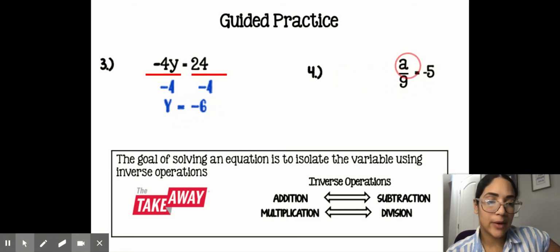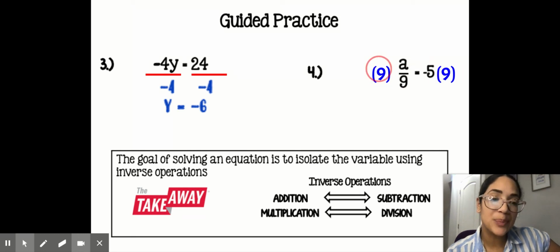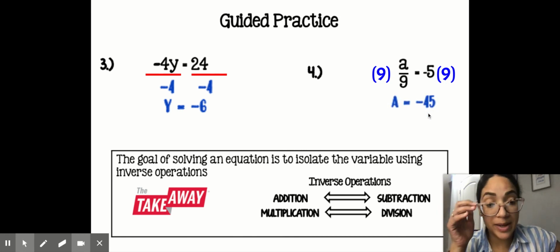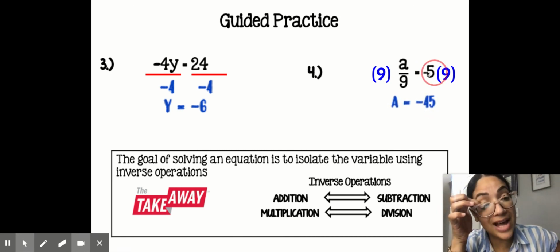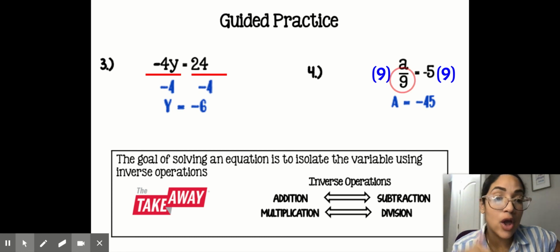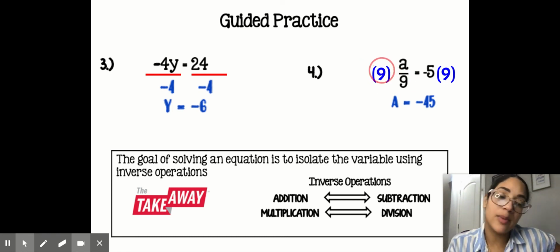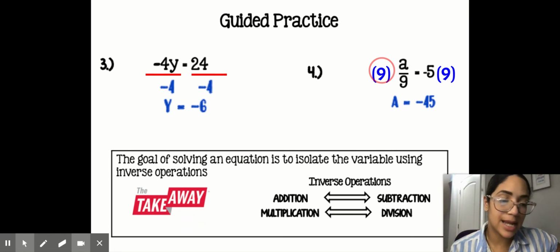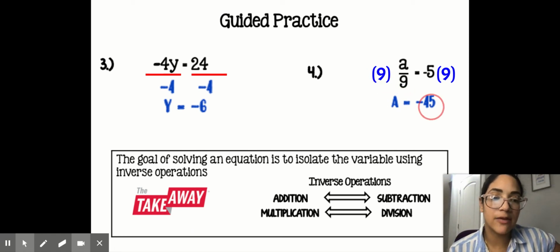One more problem here, guys. We have a fraction. We have a divided by 9. When you have a fraction, you are dividing, okay? So the opposite of dividing by 9 would be to multiply by 9. And notice how I'm using parentheses to represent that multiplication. My final answer would be -45 because -5 times 9 is -45. On this side, the 9s divide into 1, okay? Some people say it cancels out. They just cancel out, okay? So you have a equals -45.